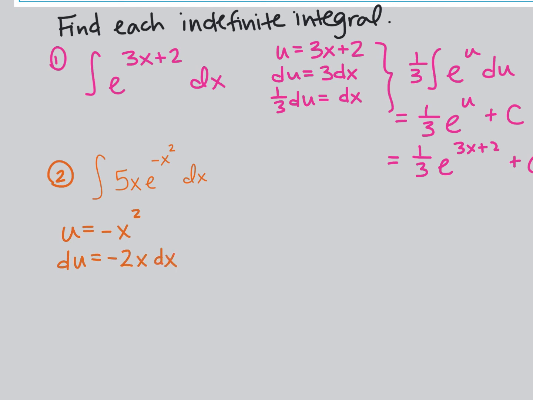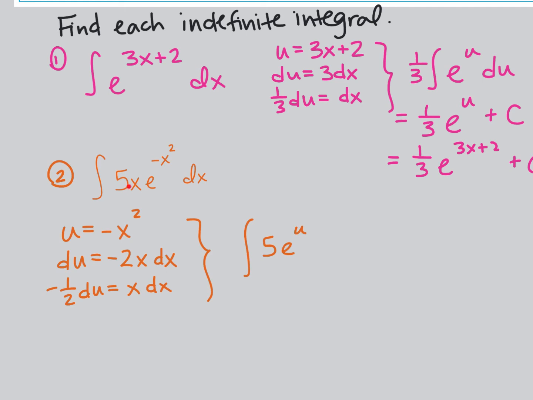Well, we don't have a negative 2x dx, we have a 5x dx, and so what I'm going to just do is solve for x dx, so we'll have negative 1/2 du equals x dx. Then at this point, we can replace everything inside the integral in terms of u instead. So that 5 is just going to stay. This e to the negative x squared is e to the u.